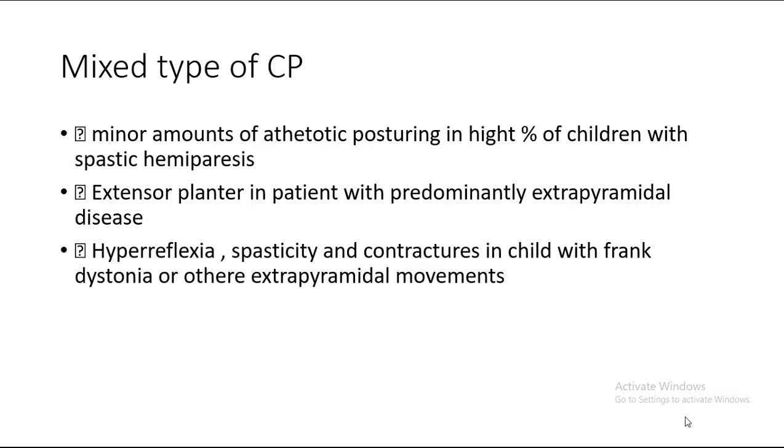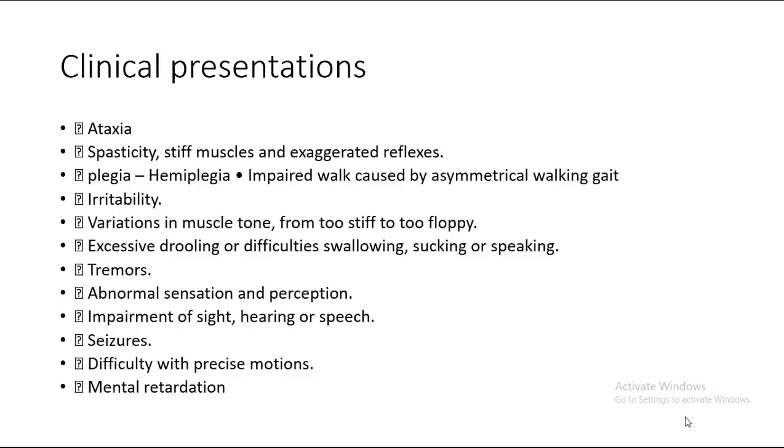The mixed type has mixed features. So we can find extensor plantar with extrapyramidal disease, hyperreflexia, spasticity, and contracture in a child with dystonia. So there are mixed features. What is the clinical presentation? The mother will not come and say, my child has cerebral palsy, and will not come and say, my child has insult in the motion or problem in his motion and posture.